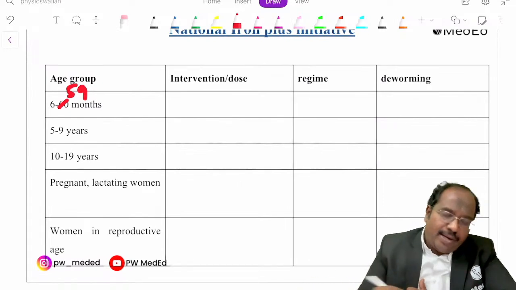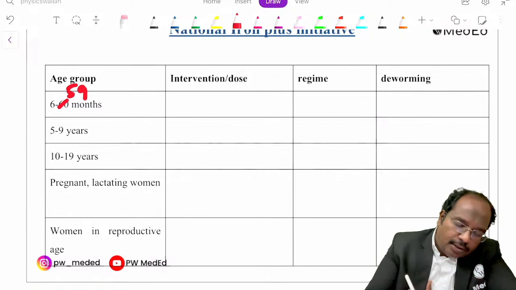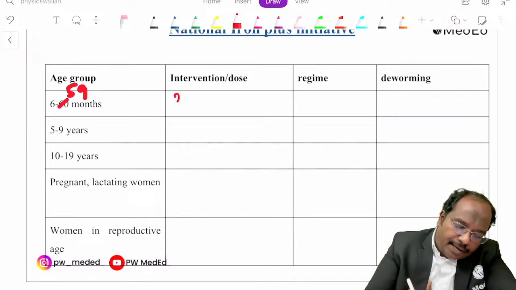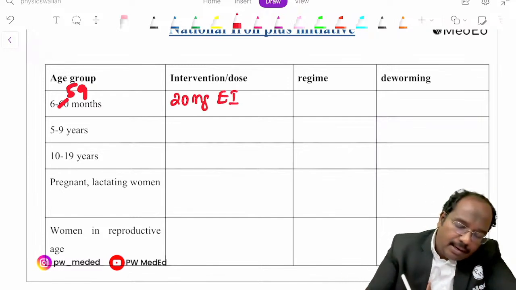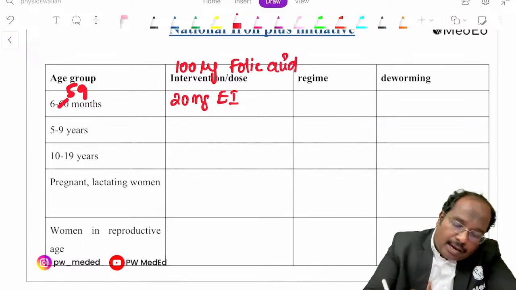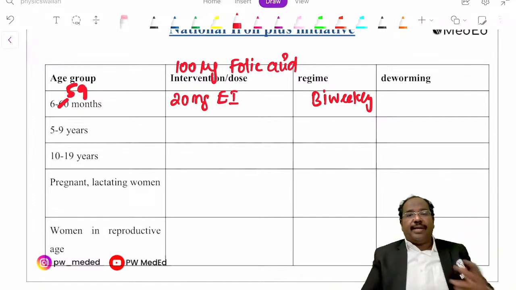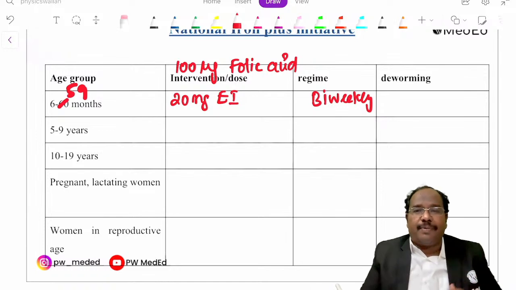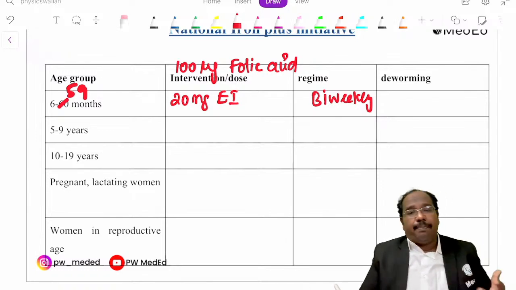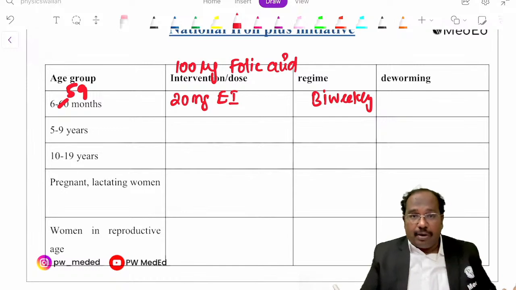Now what is the dose we are going to give? For 6 months to 59 months, 20 milligram of elemental iron, I will write, guys, and you are going to provide 100 microgram of folic acid, and you are going to give it bi-weekly, so twice weekly. This is prophylactic iron, so prophylactically you are going to give it. What type of prevention will it come under? Yes, primary prevention.